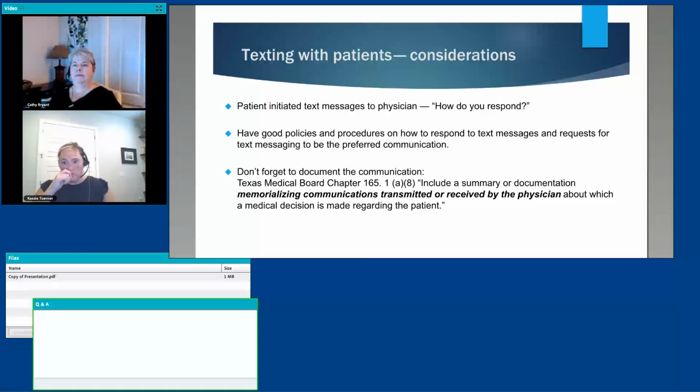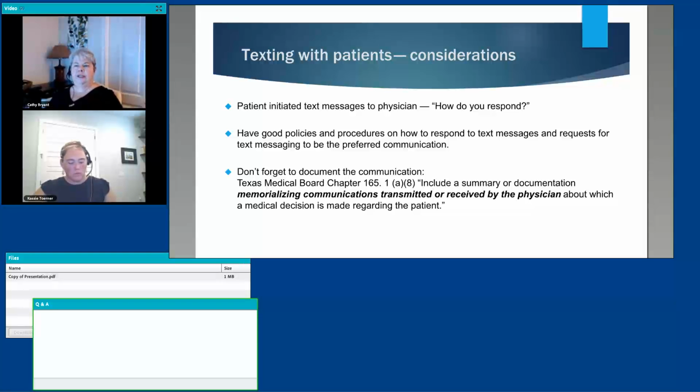And just a little word of a reminder, the Texas Medical Board a couple of years ago did add a requirement that physicians include a summary or documentation memorializing communications transmitted or received by the physician if that information was used in medical decision making.